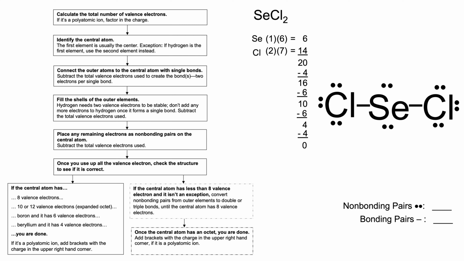When I check selenium, it has 2, 4, 6, 8 valence electrons. So this one follows the octet rule. That central atom has 8 valence electrons total. There's 8 non-bonding pairs, 2 bonding pairs. 8 plus 2 gives me 10, times 2 gives me 20. That's how many valence electrons I wanted in this structure.